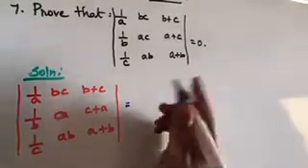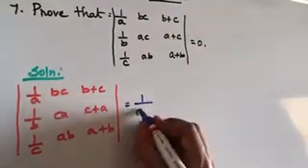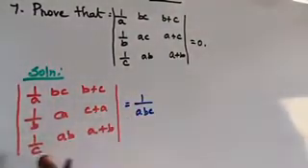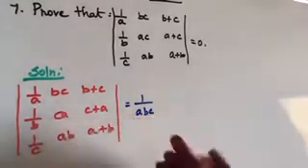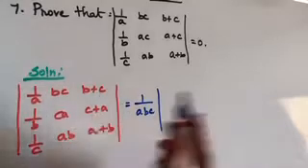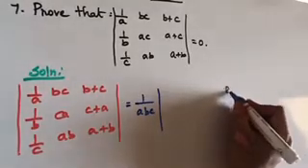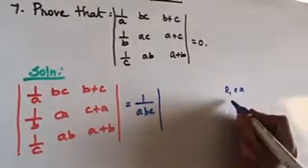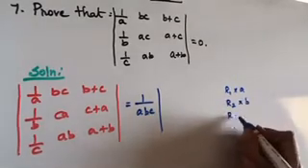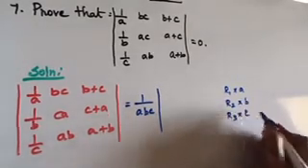So, I am going to divide the whole determinant by abc. As we are multiplying row 1 by a, row 2 by b and row 3 by c, we should divide the whole determinant by abc. So, while multiplying R1 by a, R2 by b, R3 by c, what will happen?